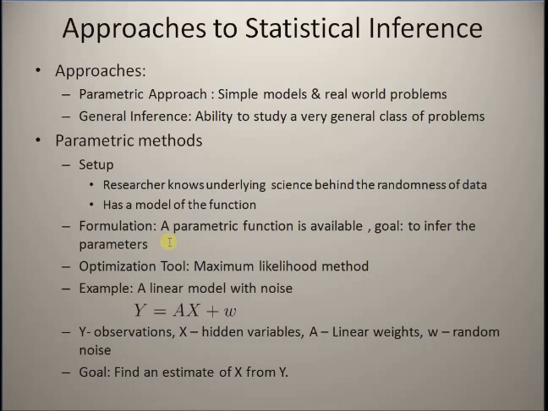So let us look at what this parametric method is. What are the parametric methods used for solving the statistical inference problem? A general setup of the parametric method is that a researcher knows the science behind the processes that lead to the randomness in data. For example, let us consider a radar parameter estimation problem. Basically, you have a radar and you have a target, and you are trying to measure some parameters of the target, like its range and the angle, that is the direction of arrival of the target towards the radar.